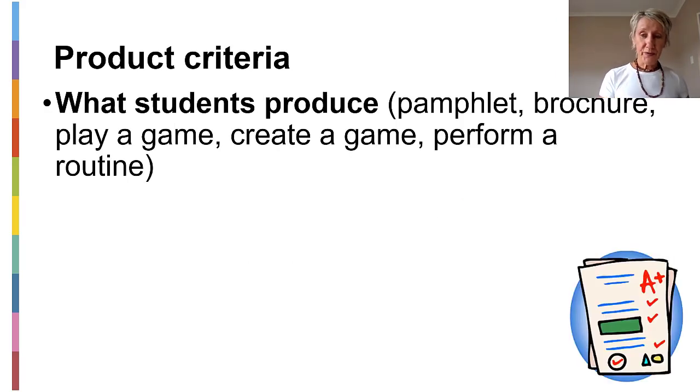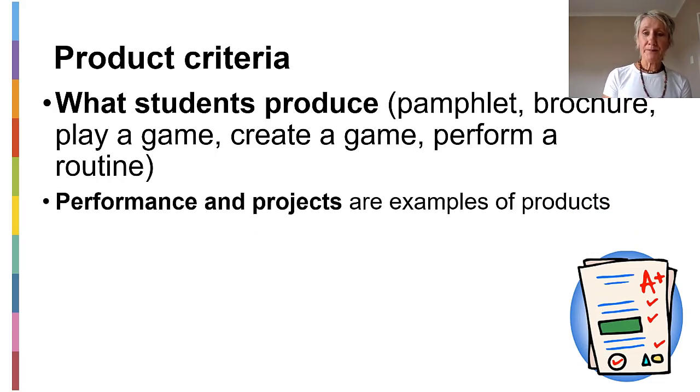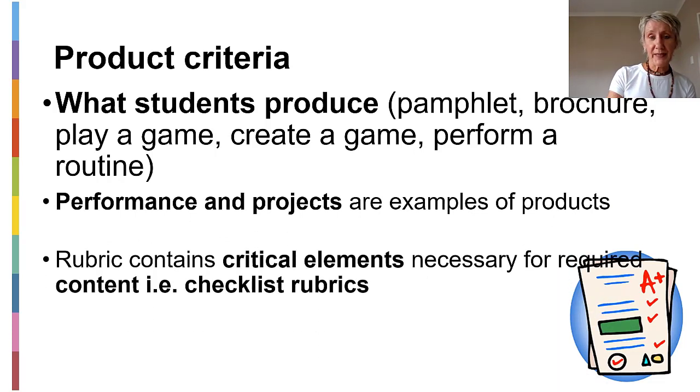So let's look at product first. That is your final document, what the students are going to produce, the essay, the pamphlet, the brochure, the advertisement, the game, a routine, instructions, whatever the thing is they must actually produce at the end. You're going to assess that. Their performance and their projects are examples of these kinds of products.